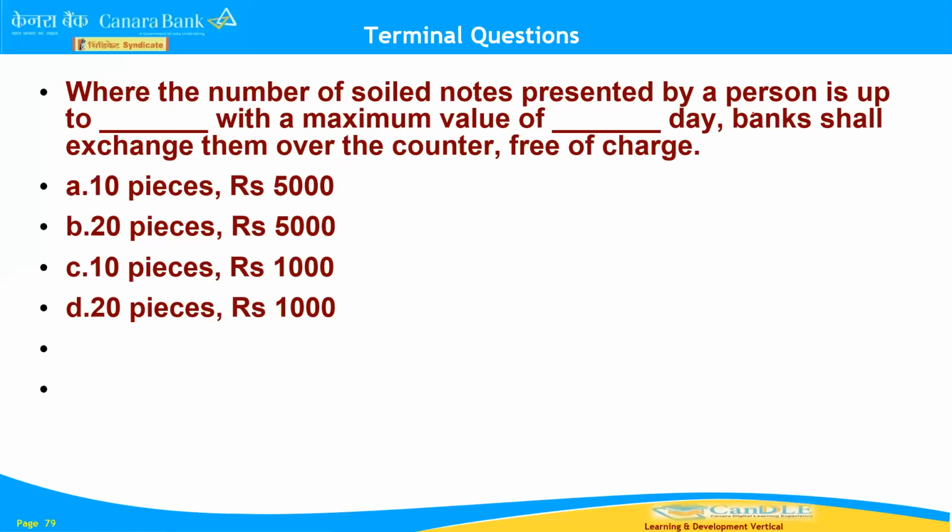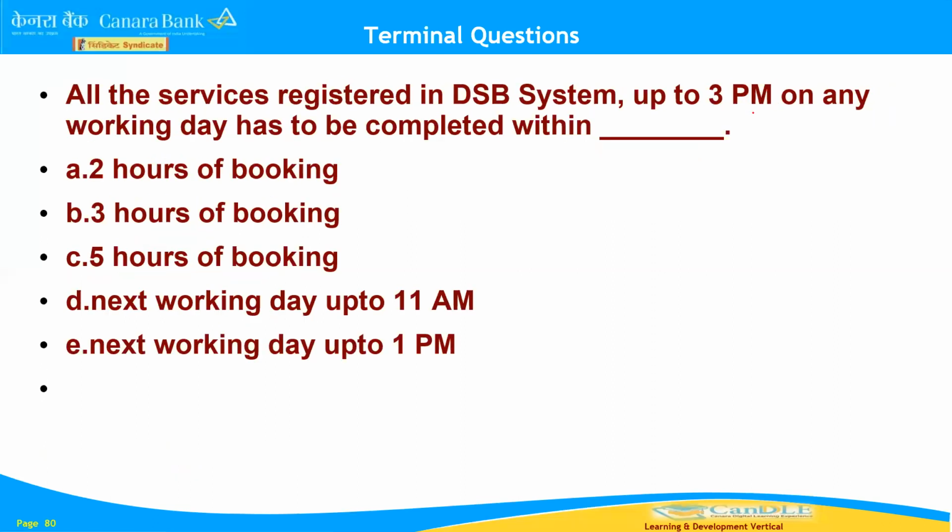What is the number of soiled notes presented by a person, up to dash with a maximum value of dash, that the bank shall exchange over the counter free of charge? 20. B. Okay. All the services registered in the DSP system, doorstep banking, up to 3 p.m. on any working day, have to be completed within 3 hours of banking. Okay.